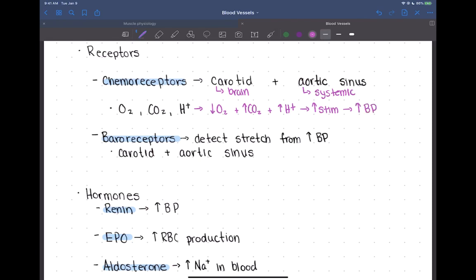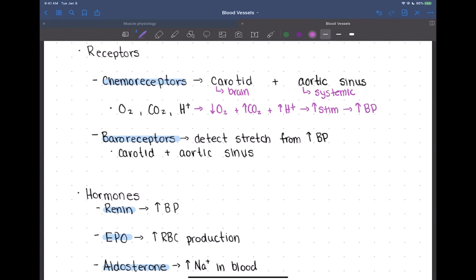Because this signal is saying this tissue, right, this blood, going to either the brain or the body, doesn't have enough oxygen, right? It doesn't have enough, or it has too much carbon dioxide and too much hydrogen. So we need to get that blood moving around faster. Okay, so we're going to increase pressure.